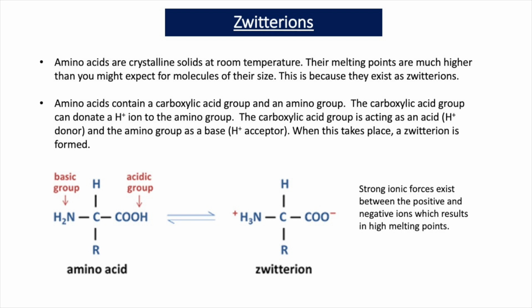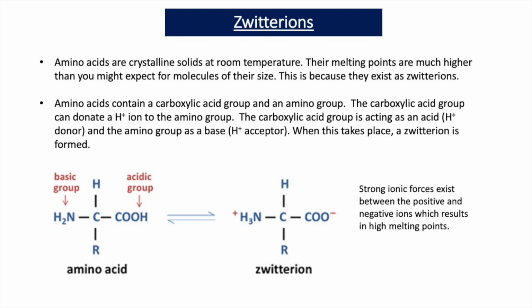Now, amino acids contain a carboxylic acid group and an amino group, and the carboxylic acid group is acidic and the amino group is basic. So the carboxylic acid group can donate a H plus ion to the amino group. The carboxylic acid is therefore acting as an acid, and the amino group, the NH2 group, acts as a base because it's a H plus acceptor. And when this takes place, we have a zwitterion that's formed.